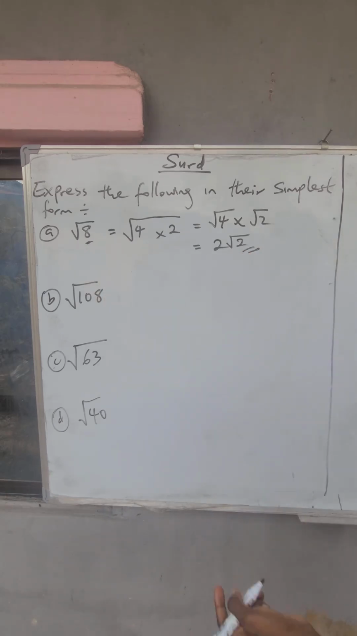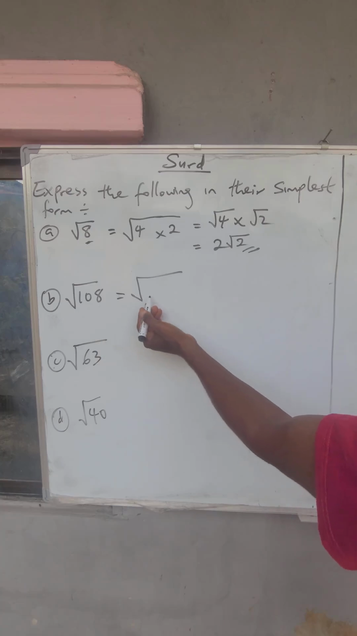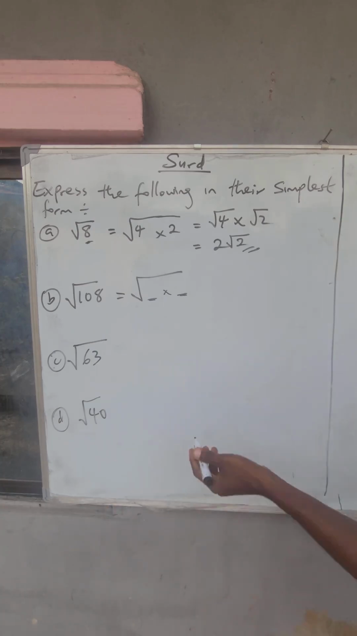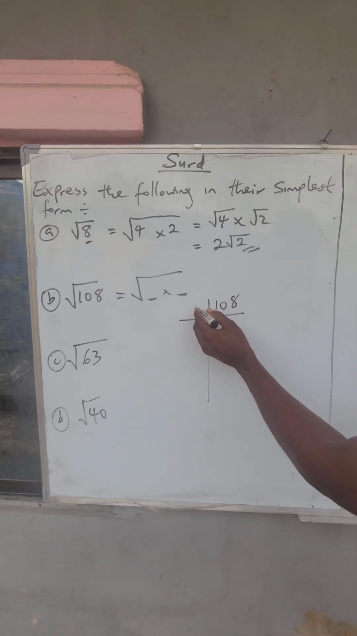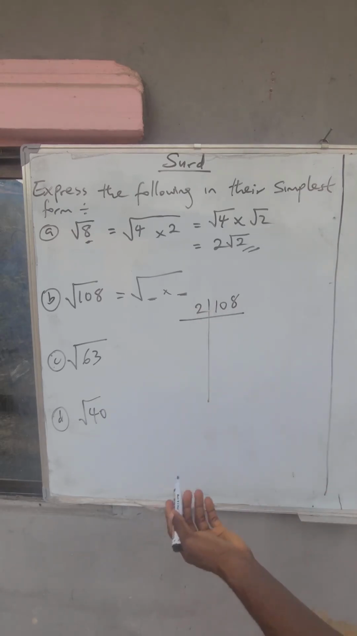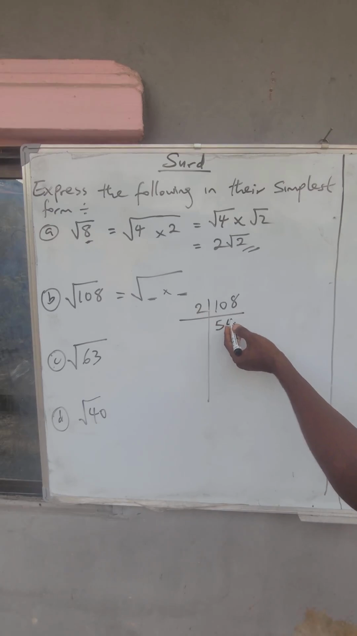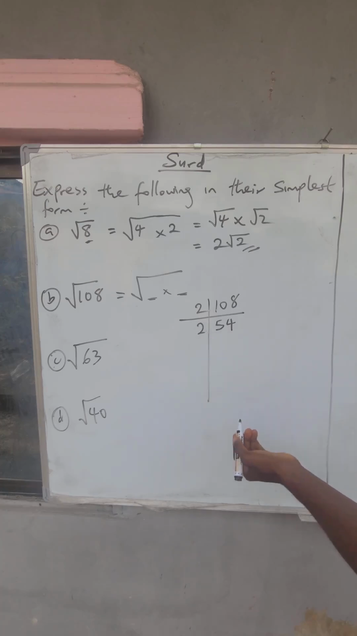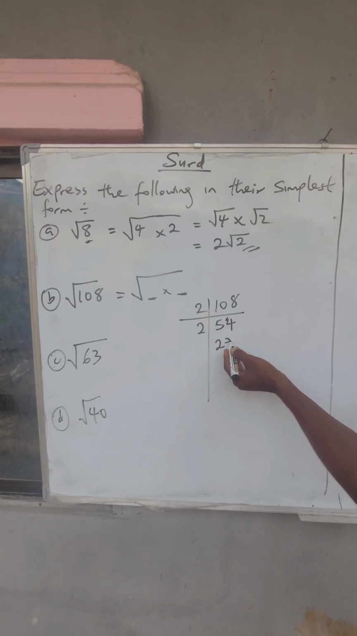Let's try this one. The same thing, we want to write this in such a way that I will have a perfect square multiplying another number that will give me 108. So since we know what perfect squares are, let's write 108 here and divide, because the smallest number that I can divide 108 by is 2. So let's divide. 2 into 10 you have 5. 2 into 8 you have 4. We divide again with 2. 2 into 5 you have 2 remainder 1. You put it here, 14. 2 into 14 you have 7.